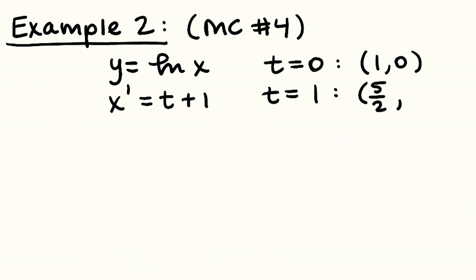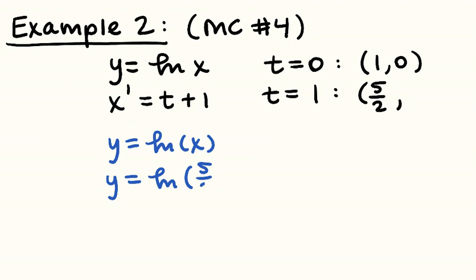Now to find the y coordinate, I don't have information about the rate of change of y with respect to t. So I can't just say y of 1 is 0 plus the integral from 0 to 1 of y prime. That's not going to work. What we can do instead is say, well, I know that y is equal to log of x at all points along the path. So y of 1 is going to be the log of x of 1. So y is just the log of 5/2.